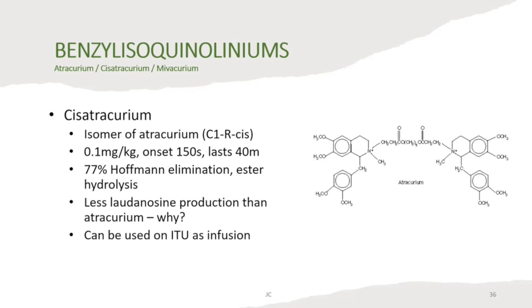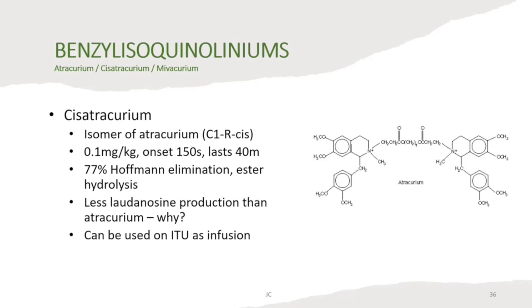Cisatracurium, as I mentioned, is an isomer of atracurium. The intubating dose is 0.1 mg per kg, onset of 150 seconds, lasts about 40 minutes. 77% of this undergoes Hofmann elimination, so much more than atracurium, and it also undergoes ester hydrolysis. But we actually see less laudanosine production than with atracurium, because cisatracurium is much more potent, you're giving less of the drug, so you're making less laudanosine, even though far more of it undergoes Hofmann elimination and ester hydrolysis.